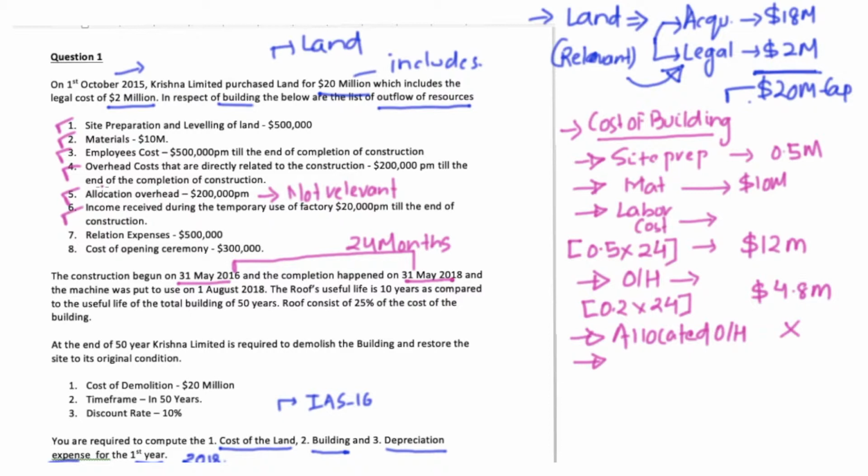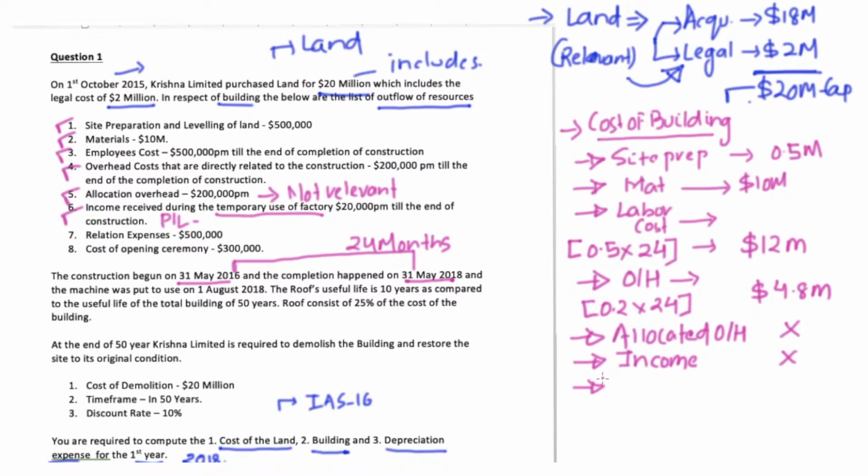The sixth point is income received during the temporary use of a factory. Now, this does not relate to the value creation part. This is a separate transaction. This is not related to the construction of the property, plant, and equipment. Hence, the income will go directly to the P&L. It is not deducted from the cost of the asset. So any income that you have generated from the temporary use of the factory is not related to the property, plant, and equipment. Hence it is not deducted from the cost of the asset.